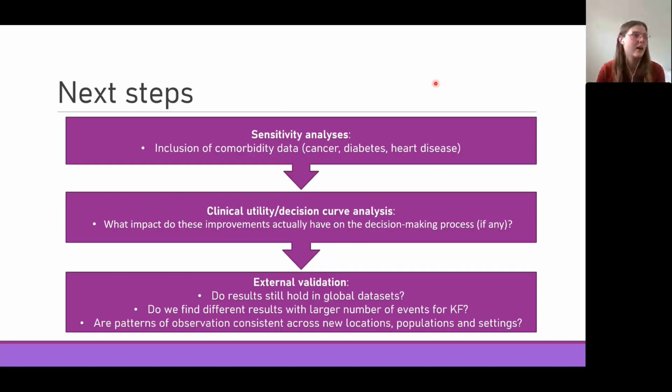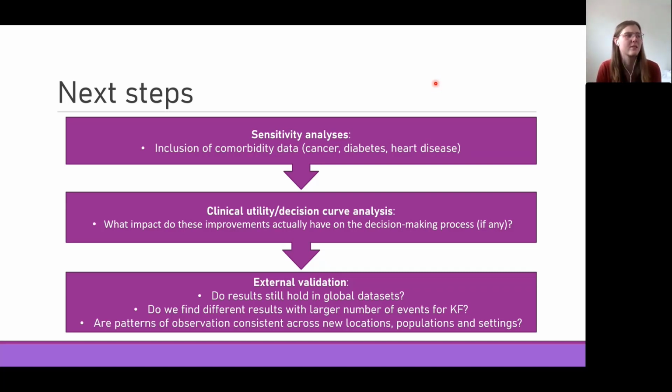So in terms of next steps, I'd really like to run some more sensitivity analyses on this. I'm wondering if some of the improvements in the prediction of death are down to the fact that we're capturing people with other comorbidities. People with cancer, diabetes, or even heart disease are more likely to be engaging with healthcare services more frequently. So it might just be that we're capturing that information as a proxy via this observation process. I'd like to run a sensitivity analysis to check that by incorporating those conditions into the model itself and see if the same results remain.